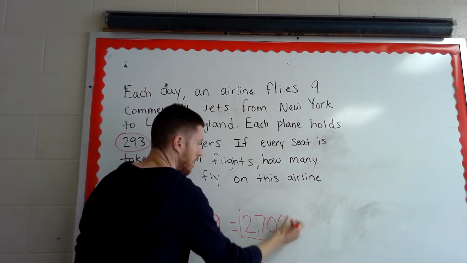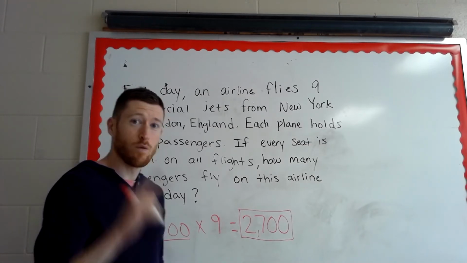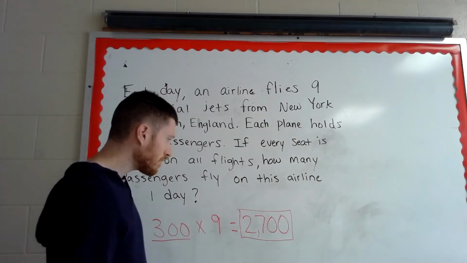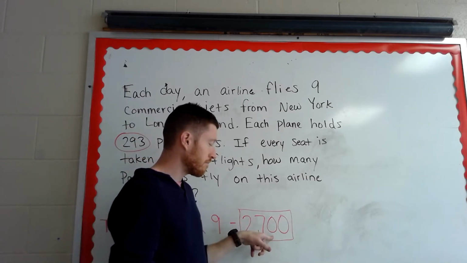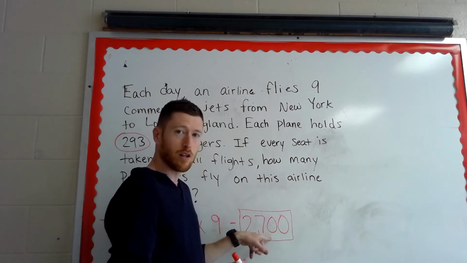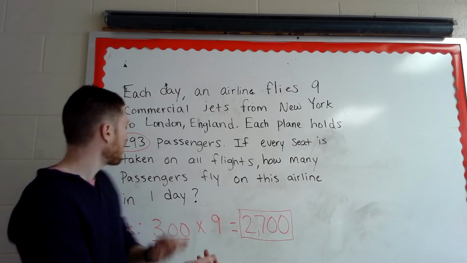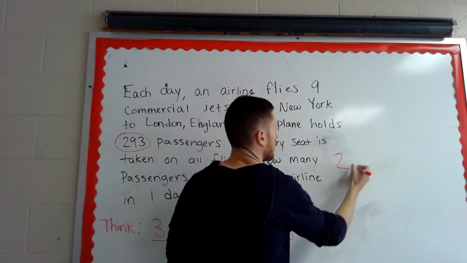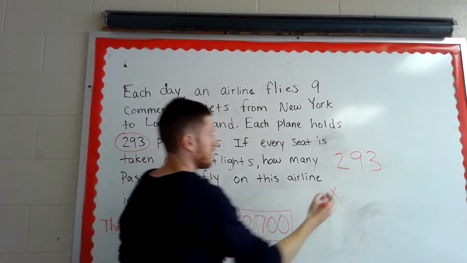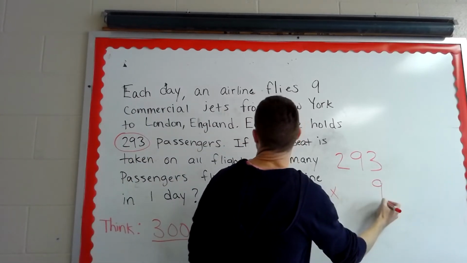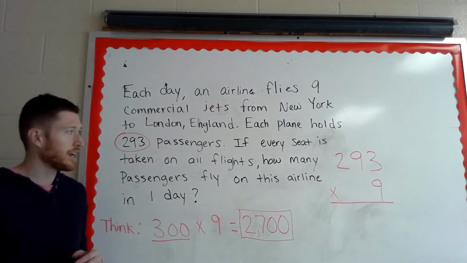All right, so remember this amount. There's going to be about 2,700 passengers flying on this airline in one day. That's a lot of people. But now we want to find the exact answer. So to help us find what is reasonable, we're hoping that it's going to be close to this number here, okay, 2,700. All right, so I'm going to set up the problem. It's 293 times 9, all right, because there's 9 commercial jets that fly, all right, 293 passengers on each, all right.